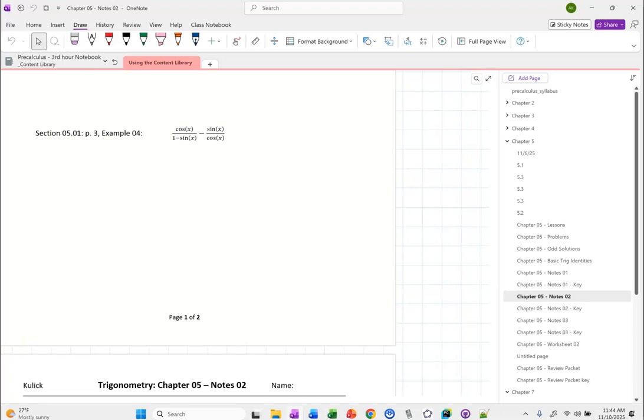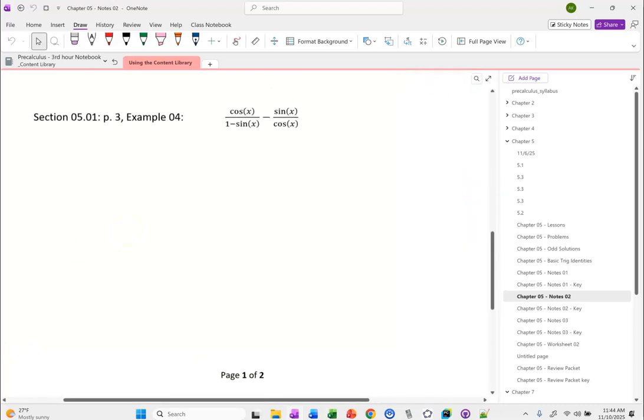Typically, when starting a problem, the first thing I'm going to look for is to pull from the algebra bucket. So if I look at this one, I have cosine x over 1 minus sine x minus sine x over cosine x. Kendall suggests, let's make a common denominator because we have 2 fractions that are being subtracted. That'll allow us to take 2 things and smash them together into one thing. Typically a really good idea.